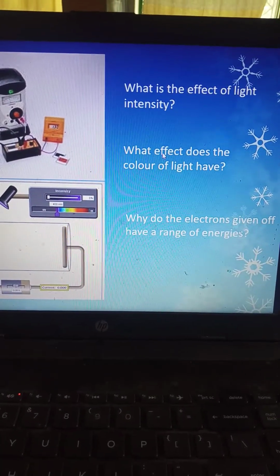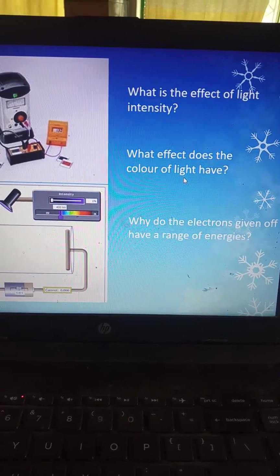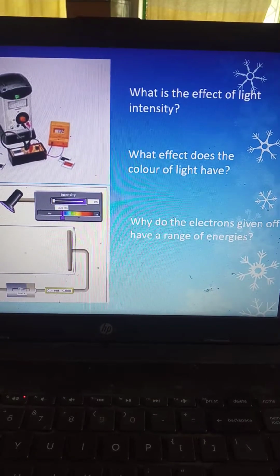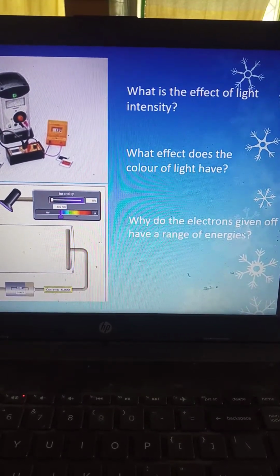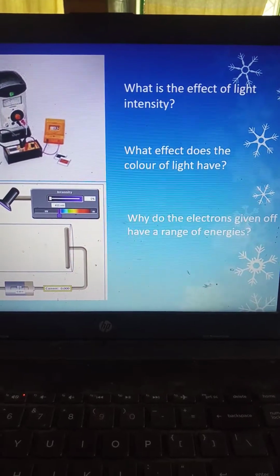Correct. What effect does the color of light have? You saw I was varying the wavelength, and you saw what happened. As I increase the wavelength, fewer electrons are ejected.